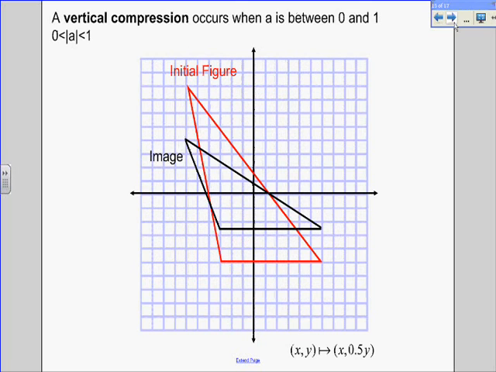We have a vertical compression when our value of a is somewhere between 0 and 1, so when it's some fraction or decimal. In this case, we have x and y getting mapped onto x and 0.5y. We can see that all of the y values are now changed, but all the x's are still the same. It's still at the same value of x, but instead of being at, I think that's at negative 5, now it's at a negative 2.5. So we have this vertical compression. Our image is being smushed in.